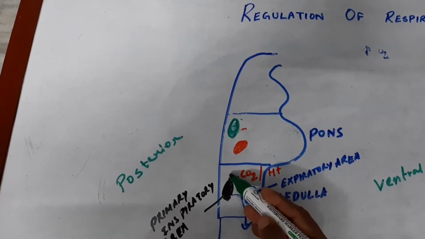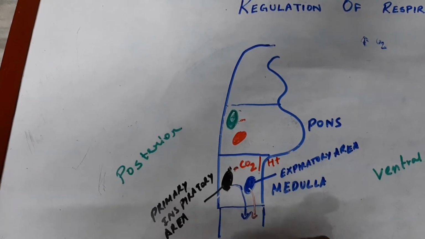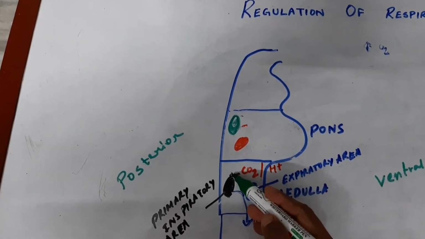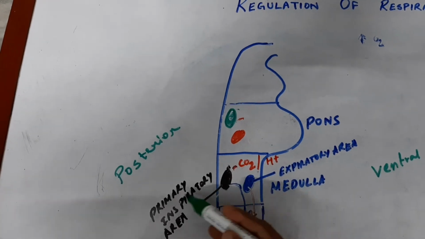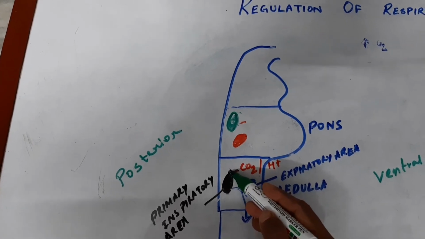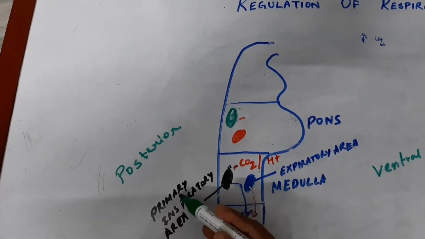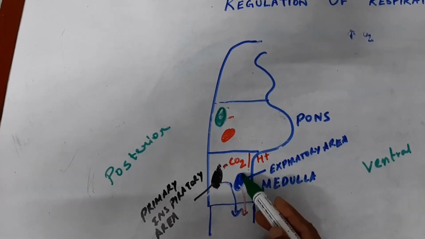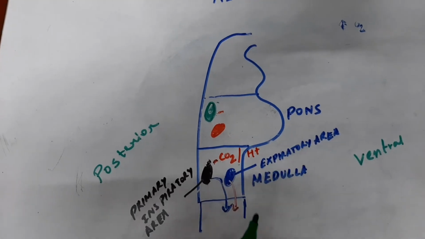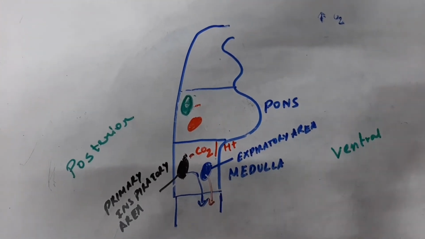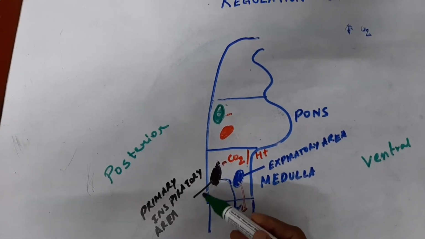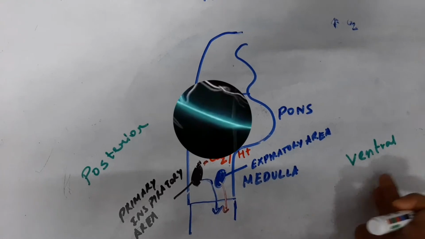As I have drawn here dorsal, you see this rhythm center or the respiratory rhythm center, the inspiratory center. These are the dorsal group of neurons that regulate the normal inspiration or normal breathing rate. While this part, you see these neurons, which are the frontal group of neurons, operate the expiratory rate. It is the expiratory center that regulates the expiration.